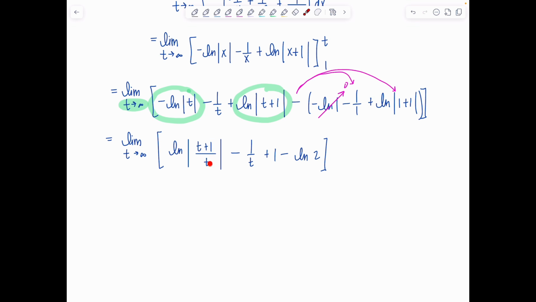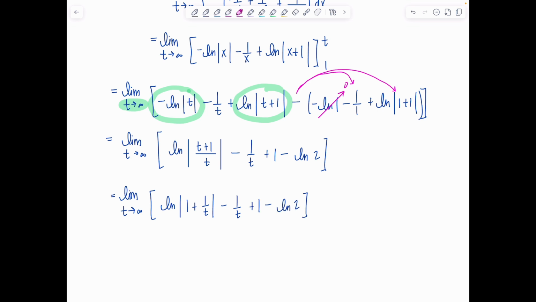Now, before you take the limit, because this would go to infinity, this is going to infinity, do a little splitteroo, right? This says t over t, which is 1, plus 1 over t, and then you're home free, really. It'll be so nice. So this is ln absolute value of 1 plus 1 over t. See that? Minus 1 over t plus 1 minus ln of 2.